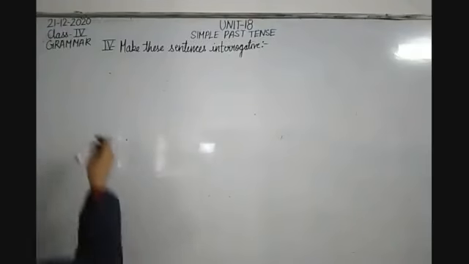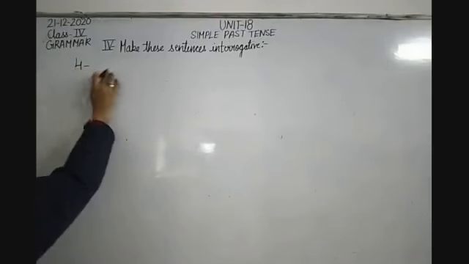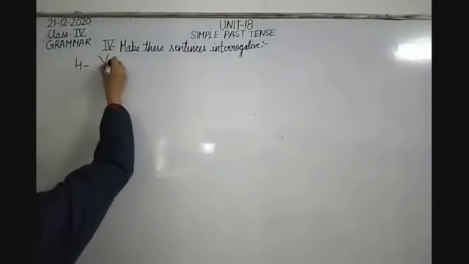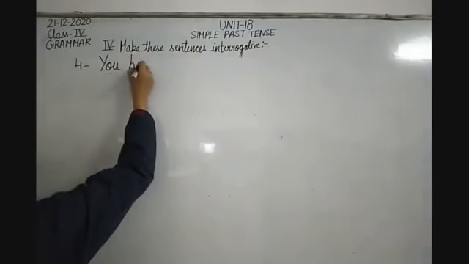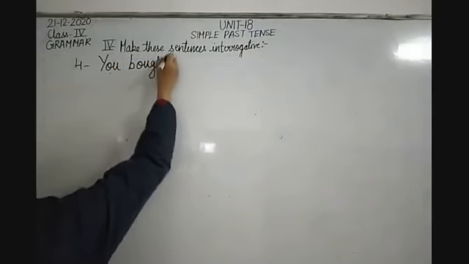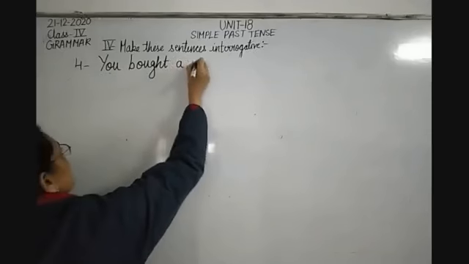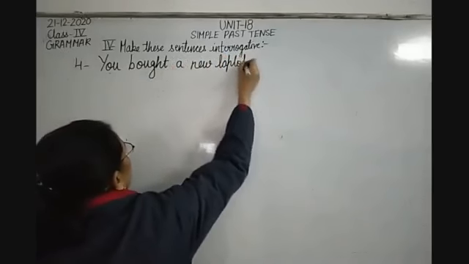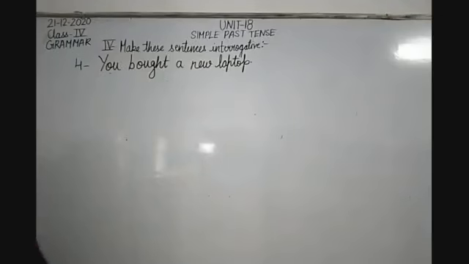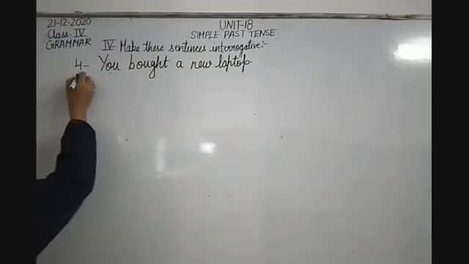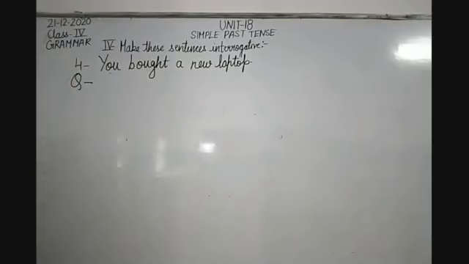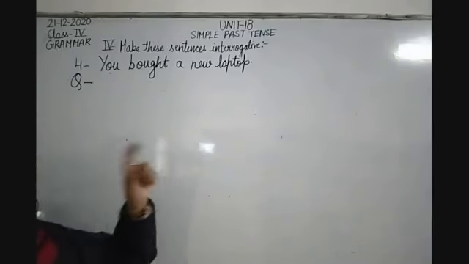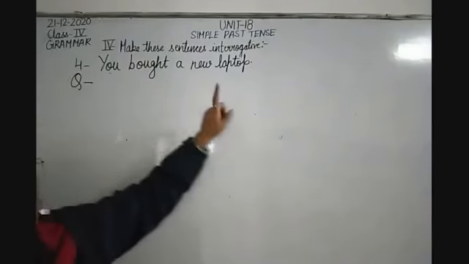Now the fourth one. And the fourth one is, you bought a new laptop. Now, we need to frame a question for this sentence. First of all, what are we going to do? We are going to identify and underline the verb in this sentence. You bought a new laptop.